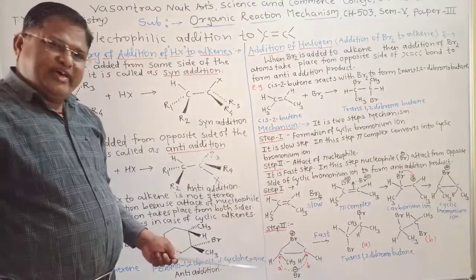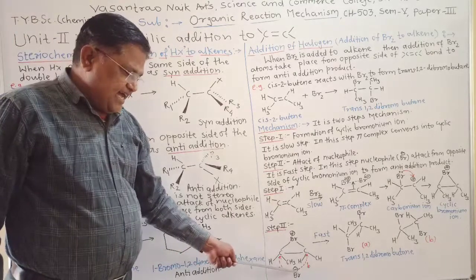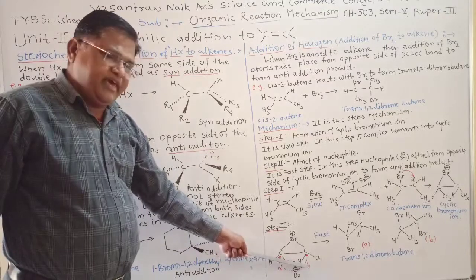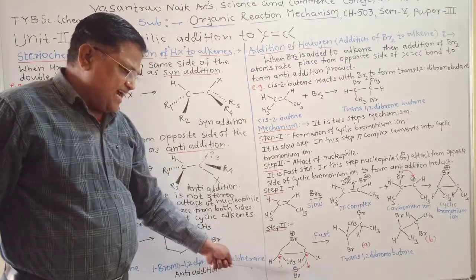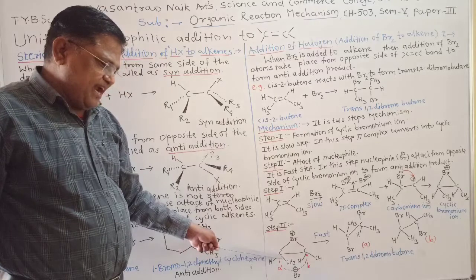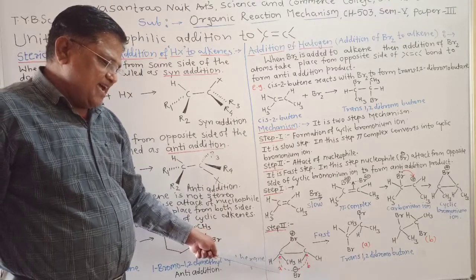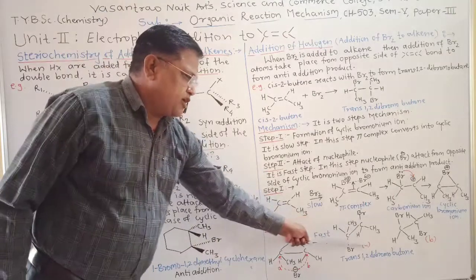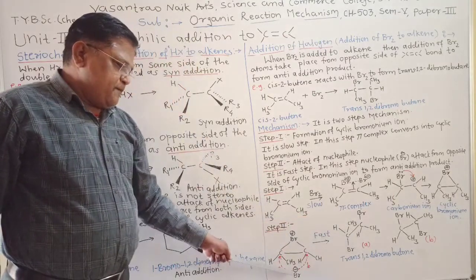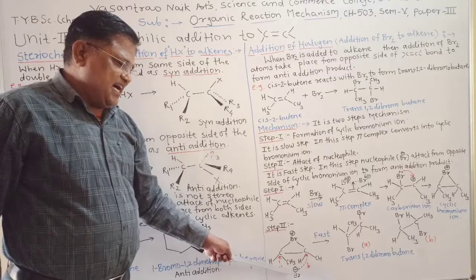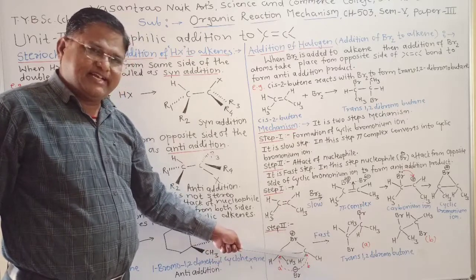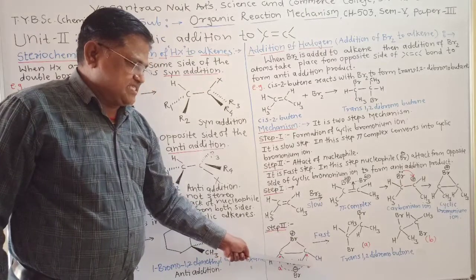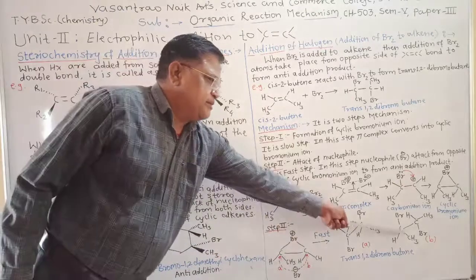Now there are two ways of attack of bromide ion. One way is A, another way is B. When this bromine attacks on the left side carbon atom via A way, then we get this product, and when nucleophilic bromide attacks on the right carbon atom, then B way takes place and we get B product.